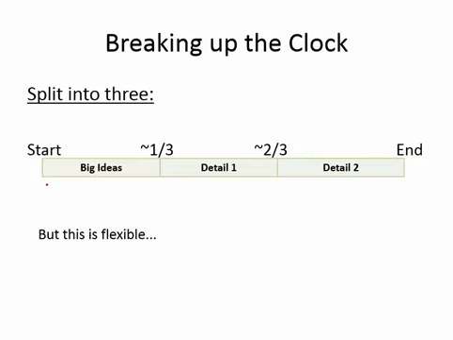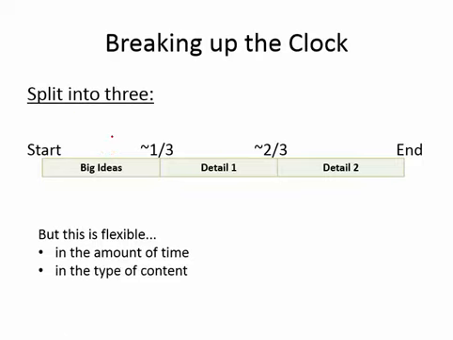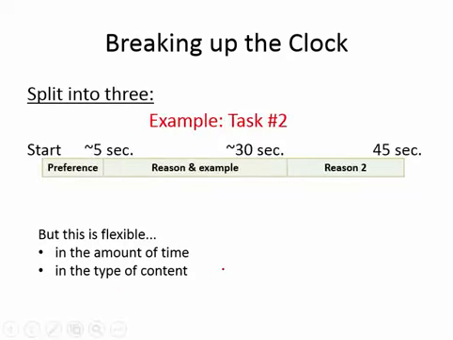This idea of 3 is flexible. It's flexible both in the timing, so this maybe isn't 20 seconds, maybe this is 10 seconds. And it's flexible in the type of content. So maybe this is an example in detail 1, or maybe it's not an example. Maybe it's a solution, an answer. So this changes depending on which question you're answering. There are 6 questions on the TOEFL, so they have different content in the 6 different questions.